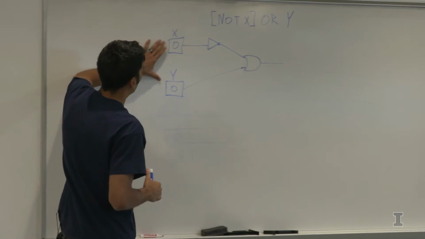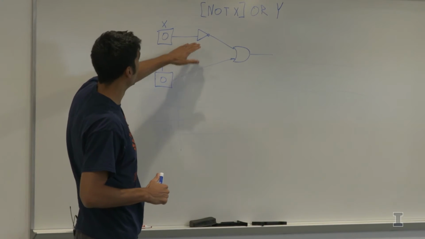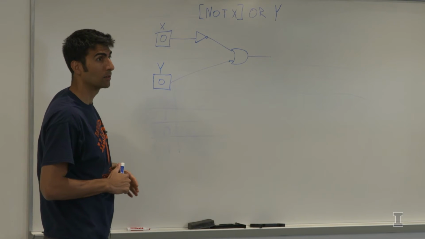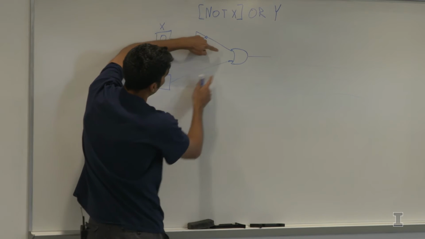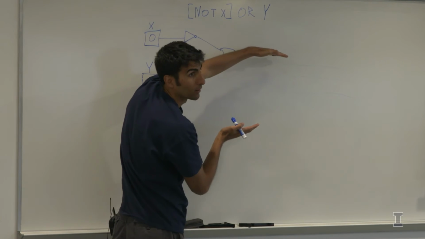Okay, so is it clear? Everyone kind of understand how this NOT X OR Y looks like in circuit form? You have your X, Y. You send the X into NOT, and so then what's going into your OR is the NOT X or Y, and that's what's coming out.